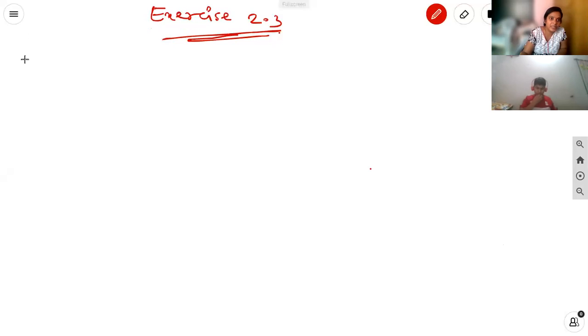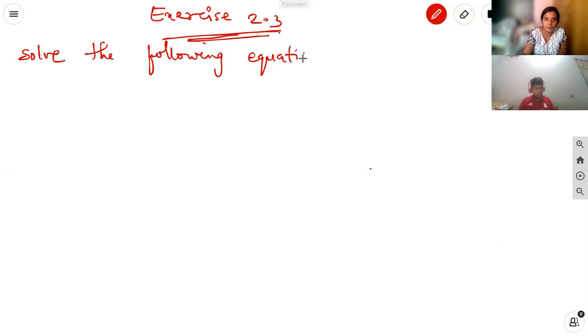Exercise 2.3: solve the following equations and check your results.